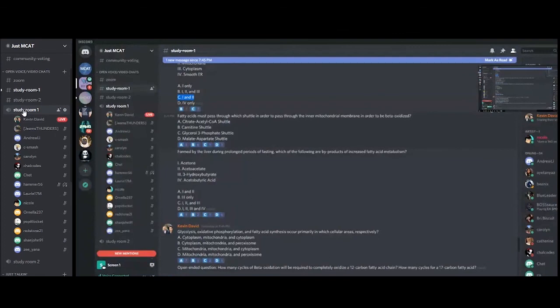Ooh, so I was trying to be hard on this one. I'll be honest, these biological shuttles I'm not too high speed on, so maybe I want to lean on some of you guys a little more high speed than I am on this. Fatty acids must pass through which shuttle in order to pass through the inner mitochondrial membrane in order to be beta oxidized?